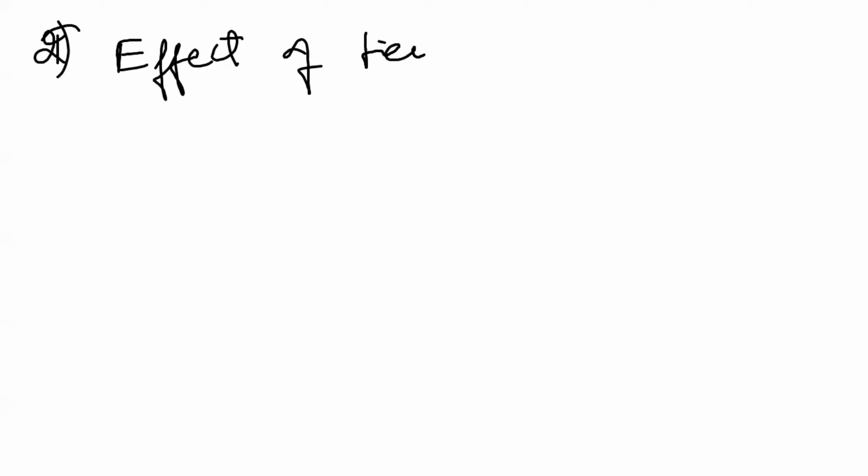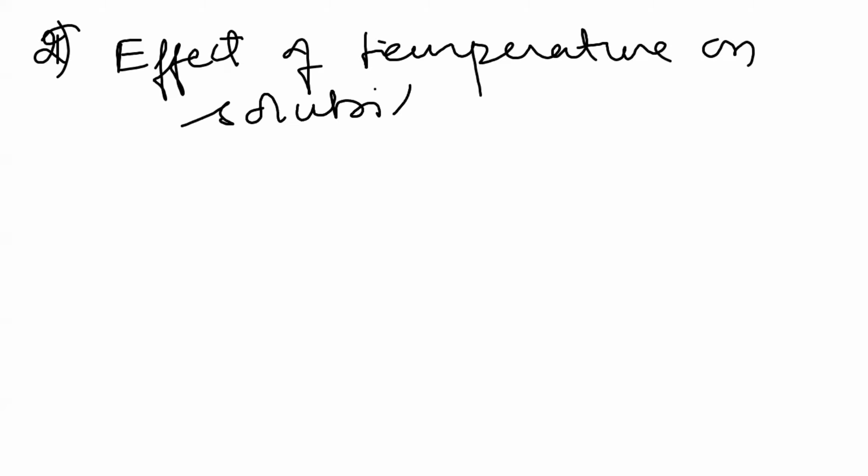Now, write down next: effect of temperature on solubility. So, can you tell me what is the effect of temperature on solubility? Basically, some reactions are endothermic. That is, they need heat to react with each other and to become soluble. For example, when we make a cake, we have to heat it to allow the dough and all of the other ingredients to properly mix together.